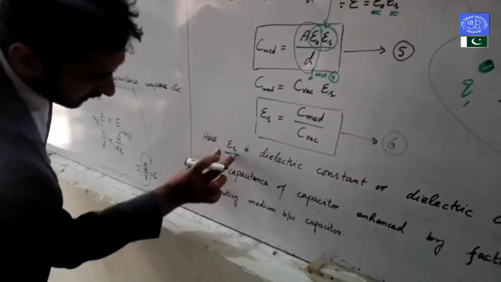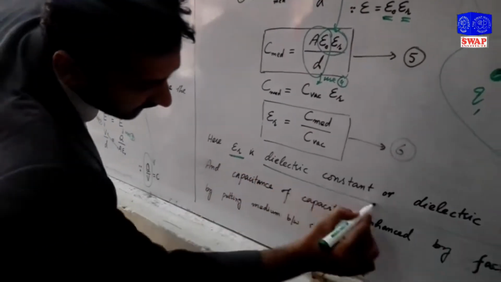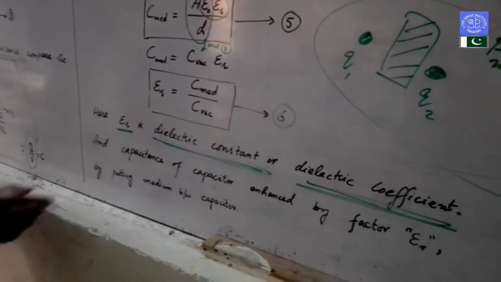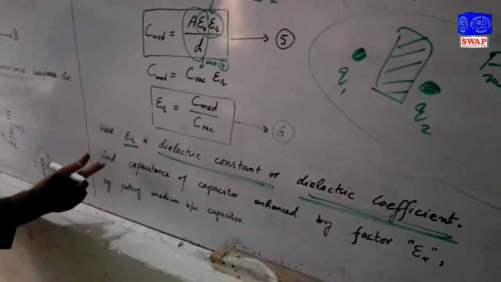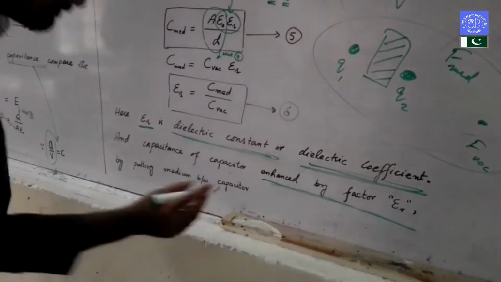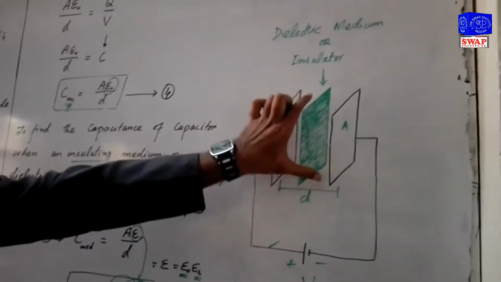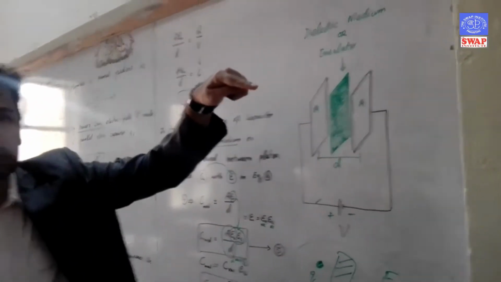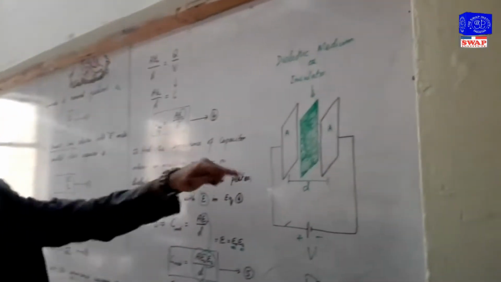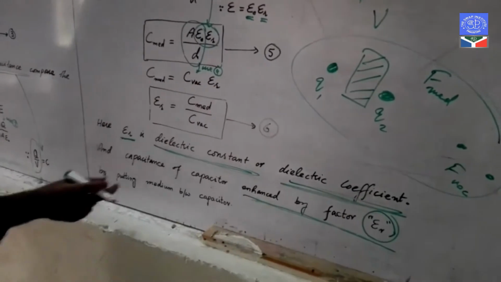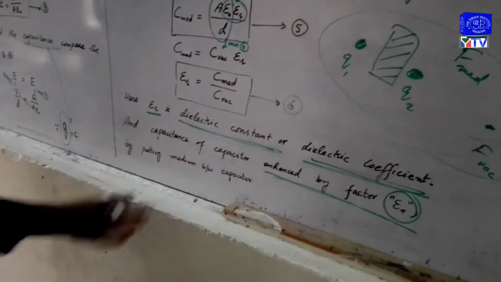This one is the dielectric constant or dielectric coefficient. This one is an MCQ, a most important MCQ. As the capacitance of the capacitor is enhanced by this factor, by placing this insulating material between two plates, the capacitance will increase. This is another MCQ: how much it increases is a multiple of this factor, by putting the medium between the plates of the capacitor.